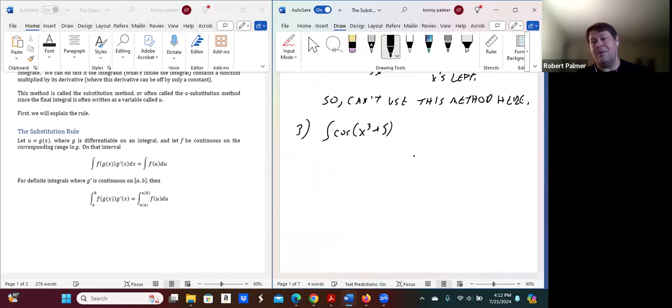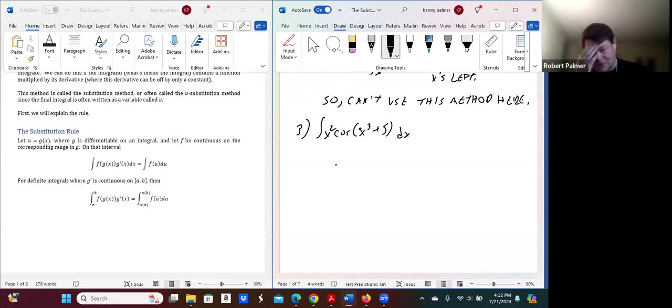X cubed plus 5. But this time it's multiplied by an x squared times dx. Okay, as we'll see, this will actually work. And also make sure it's clear we're not doing the cosine. In fact, let's move the x squared to the front, so it's clear we're not also taking the cosine of x squared as well. So let's put the x squared up here, x squared times cosine dx. Okay.